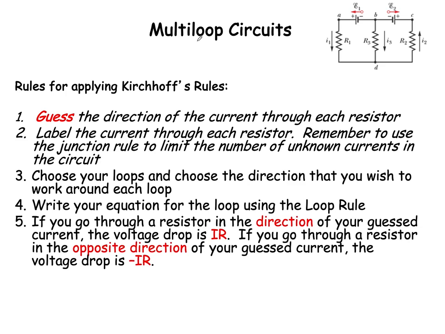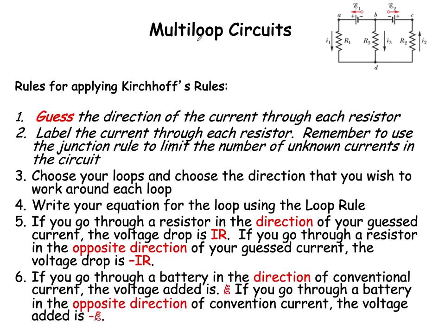If you go through a resistor in the direction of your guessed current, the voltage drop is IR. If you go through a resistor in the opposite direction of your guessed current, the voltage drop is negative IR. If you go through the battery in the direction of conventional current, the voltage added is the EMF. If you go through a battery in the opposite direction of conventional current, the voltage added is negative EMF, or negative voltage. All right. You're like, what do these rules mean?